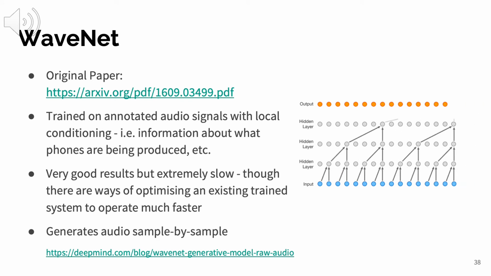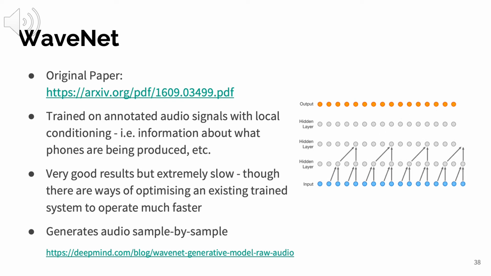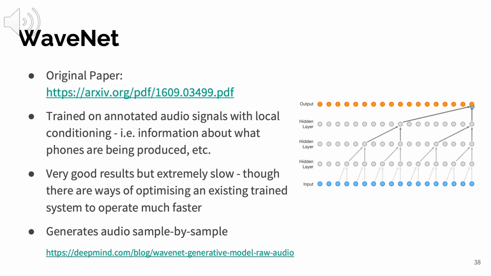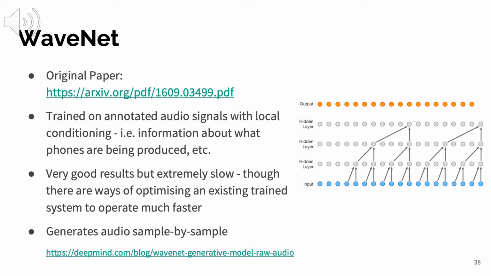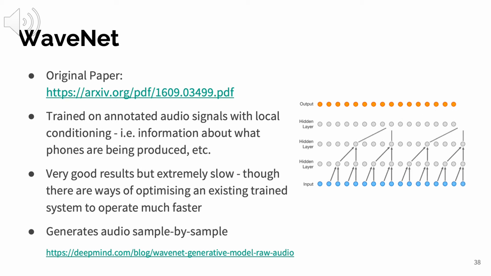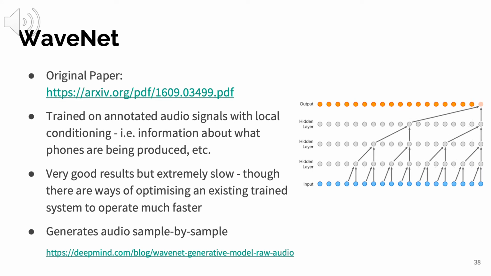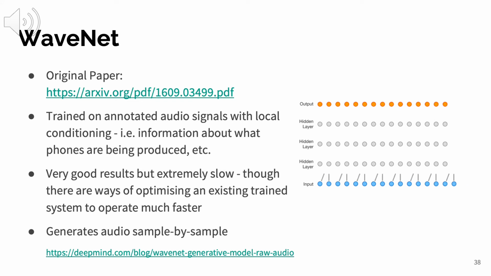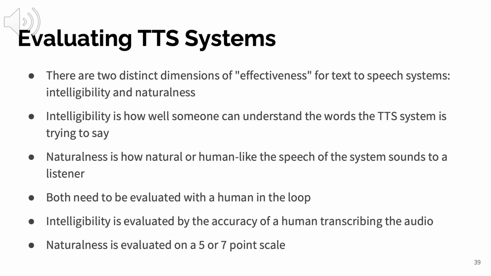From this diagram, you can see it needs to generate the next sample before it can generate the following sample and so on and so forth. That was really slow. Now they've got it working much, much faster, but it still requires a fair bit of GPU, or I know that Google has WaveNet synthesis available on their cloud services, so they're probably doing something with TPUs there as well.